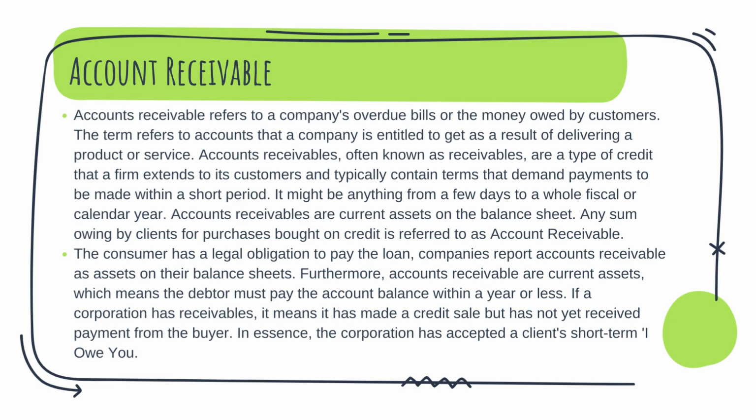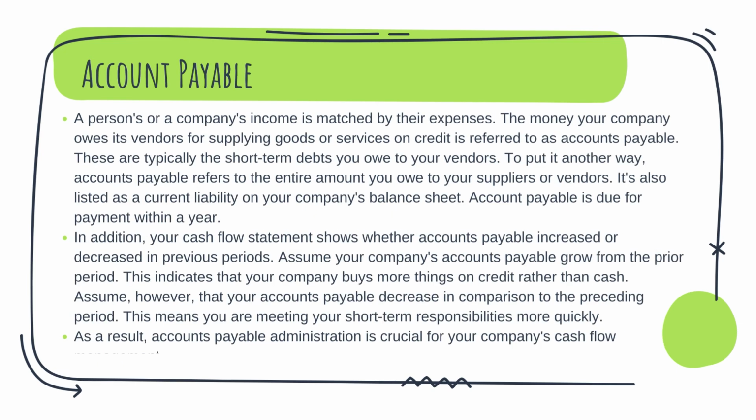Accounts receivables are current assets on the balance sheet. Any sum owing by clients for purchases bought on credit is referred to as account receivable. The consumer has a legal obligation to pay the loan. Companies report accounts receivable as assets on their balance sheets. Furthermore, accounts receivable are current assets, which means the debtor must pay the account balance within a year or less. If a corporation has receivables, it means it has made a credit sale but has not yet received payment from the buyer. In essence, the corporation has accepted a client's short-term IOU.